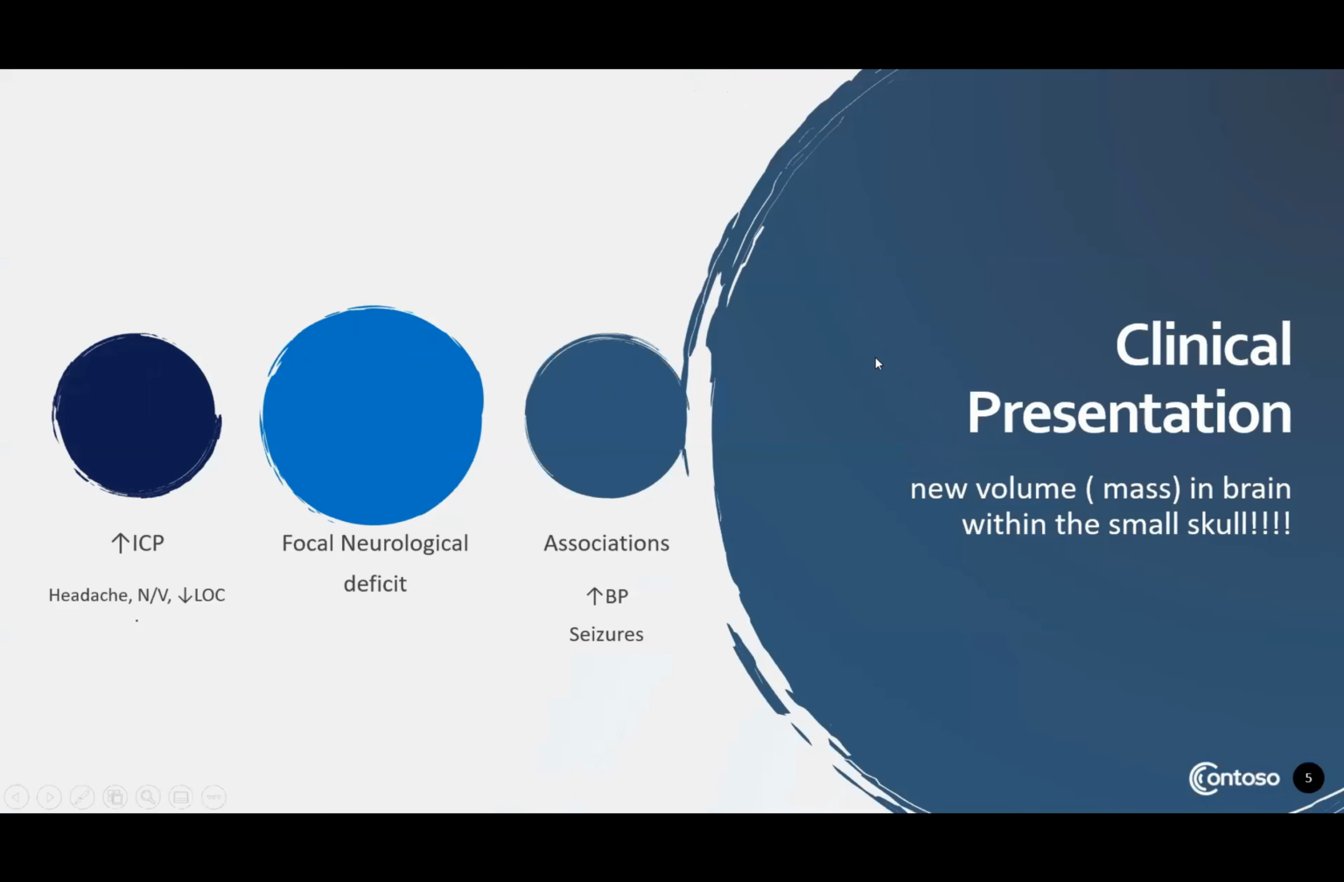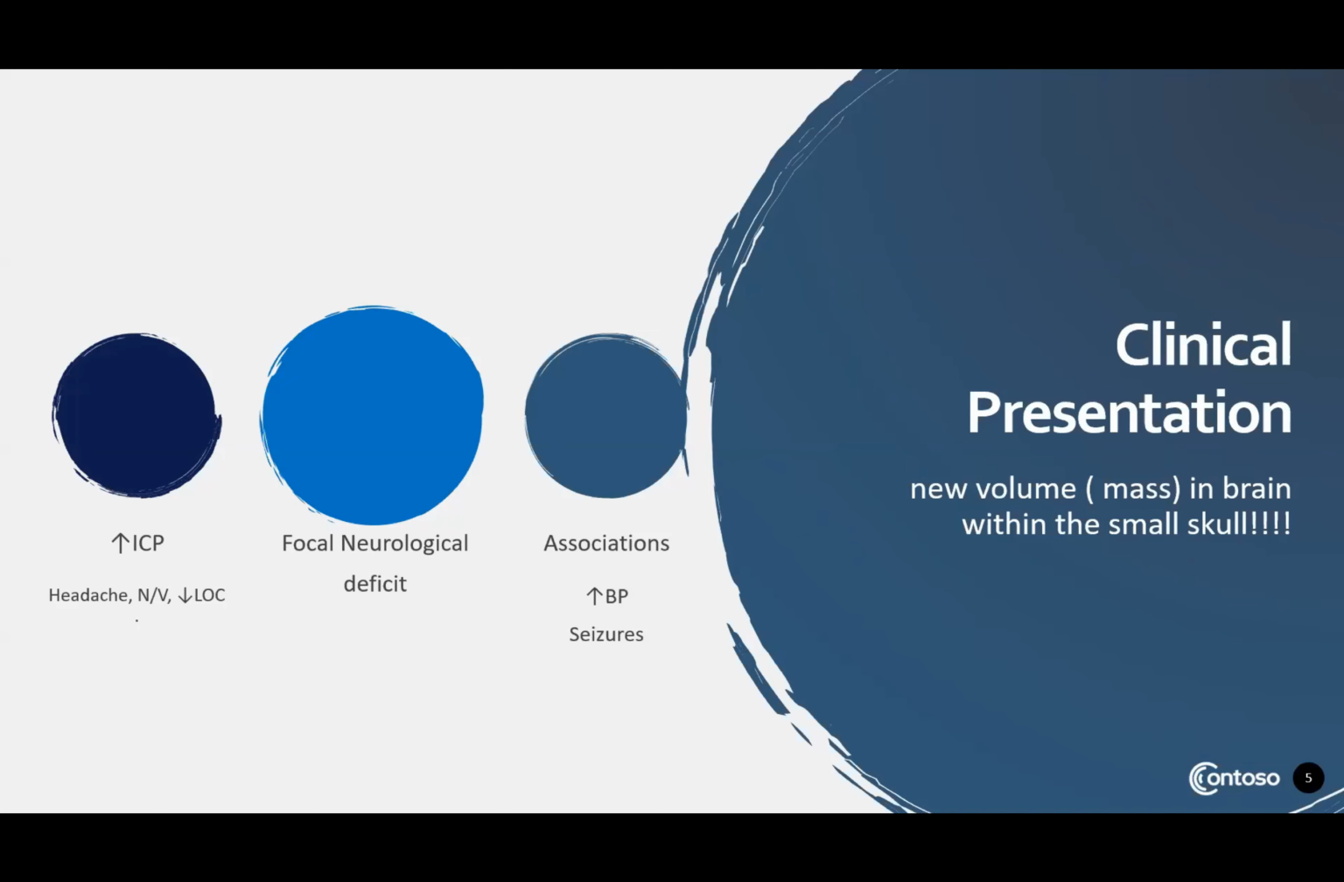So, the clinical presentation of ICH. We know the skull of the human being is very small, and it contains three structures: the brain, the CSF, and the blood. When there is an increase in the volume of any of these compartments, there will be compression of the other compartments. So an increase in the volume of a new mass, or in the volume of another compartment, will lead to compression of brain tissue.